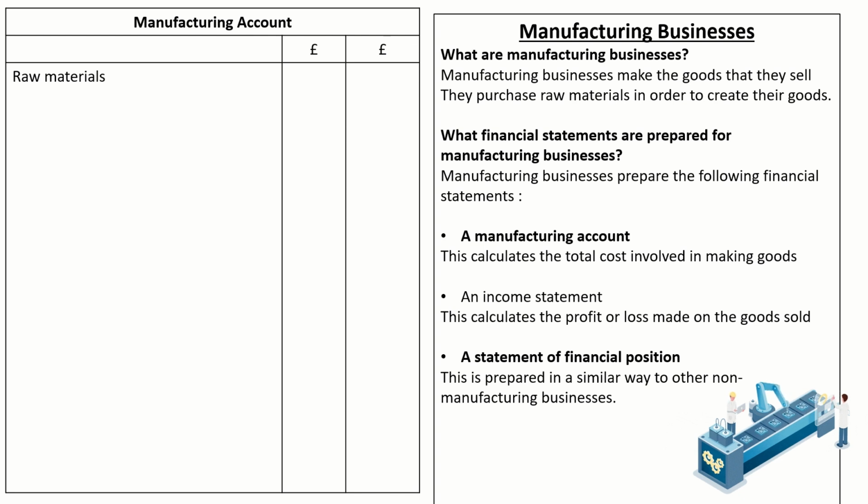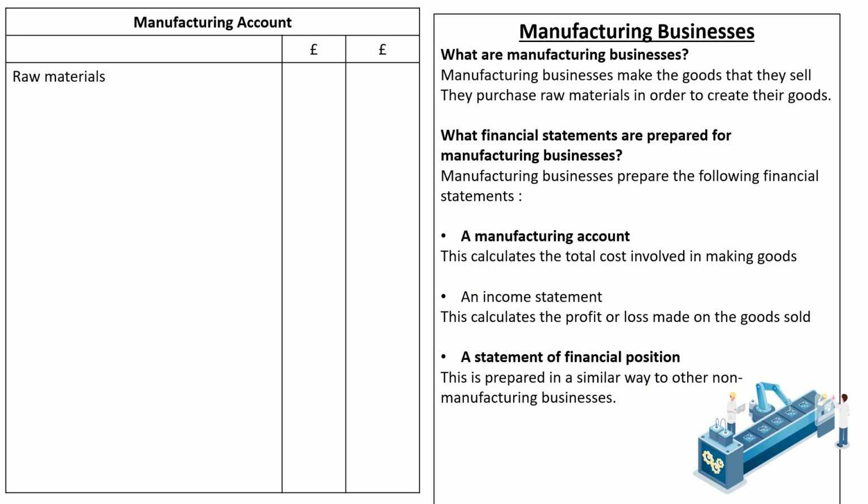What financial statements are prepared for manufacturing businesses? It includes a manufacturing account. This calculates total cost involved in making goods. An income statement. This calculates the profit or loss made on the goods sold. A statement of financial position. This is prepared in a similar way to other non-manufacturing businesses, which includes the assets, equity, and liabilities.